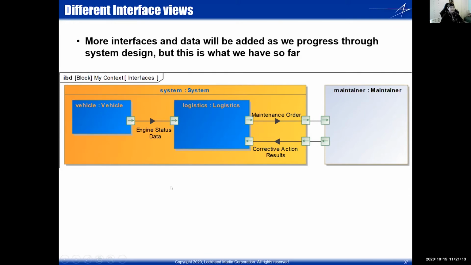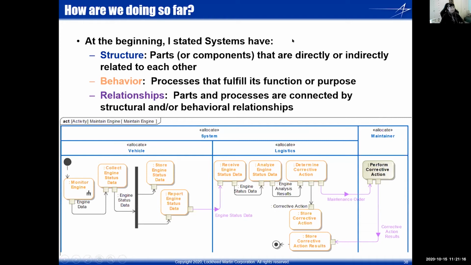I want to see how we're doing with defining my system. And at the beginning, I said that my system has structure, and it has behavior, and it has relationships. And so I've got a pretty good start there. Here's my system broken down into vehicle and logistics. The maintainer is something external from the system that I'm building because I don't build people. And these are the functions I've decided each system should do. And these are my relationships that I have across the systems. And so I'm making a pretty good start on defining my system for that one requirement, right?